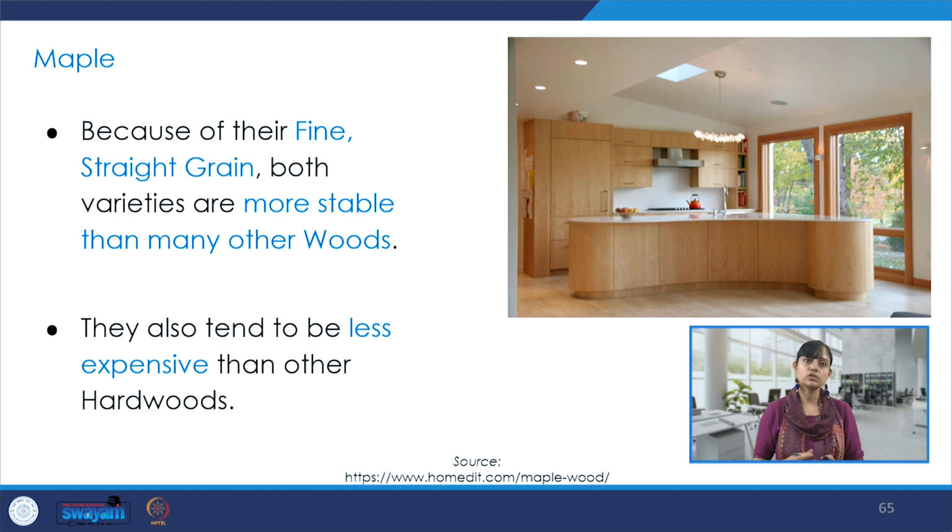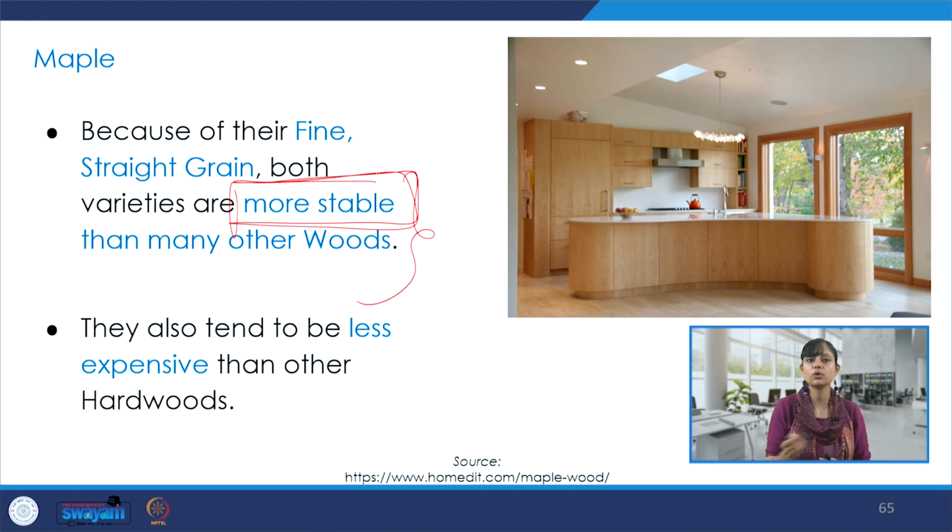And maple, because of its fine straight grain, both varieties are more stable than many of the other woods. So again, that's a reason why this is chosen for projects. And also, compared to other hardwoods, it is less expensive. So this also goes in the pros of selecting this.